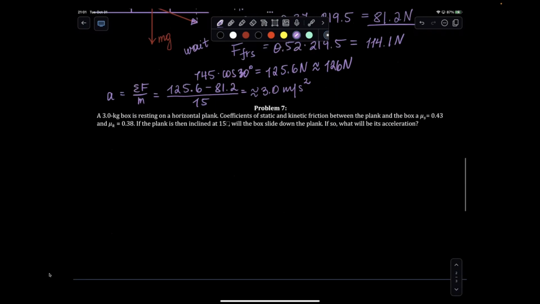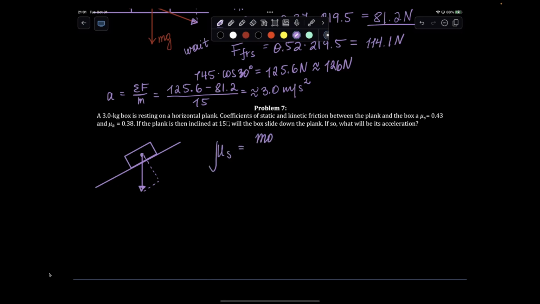Very last one. And we need to figure out if it's going to slide or not. And if it does slide, what is the acceleration? Remember in the lab for friction, what you did was you lifted the incline until it moved. And then you figured out your mu s. Your mu s was mgx over mgy. Why is that? Because when you have something on an incline, your normal force is the y component of gravity.